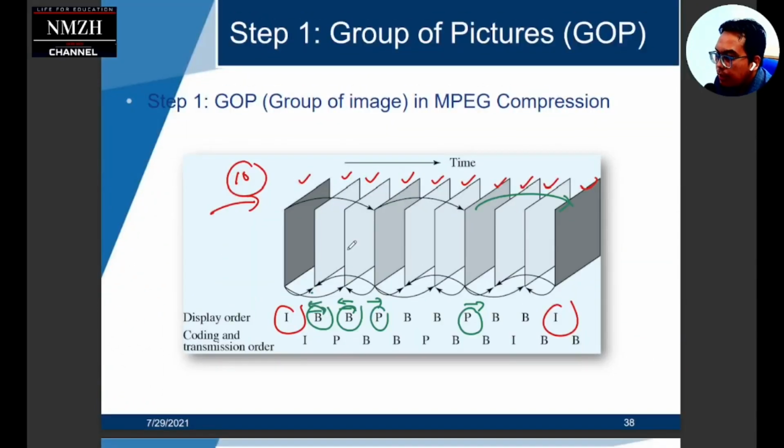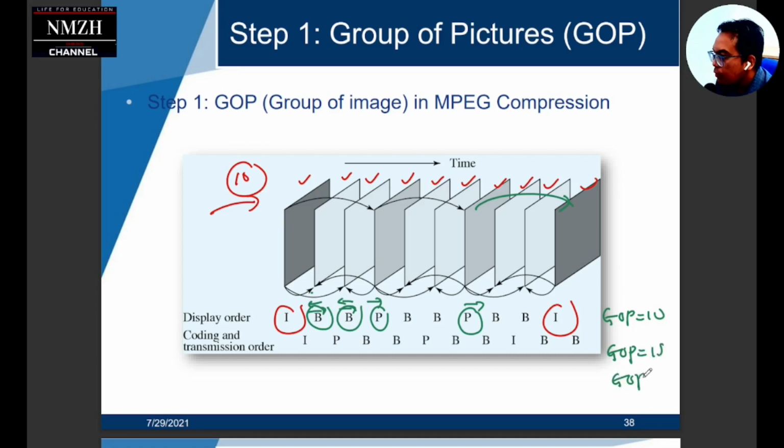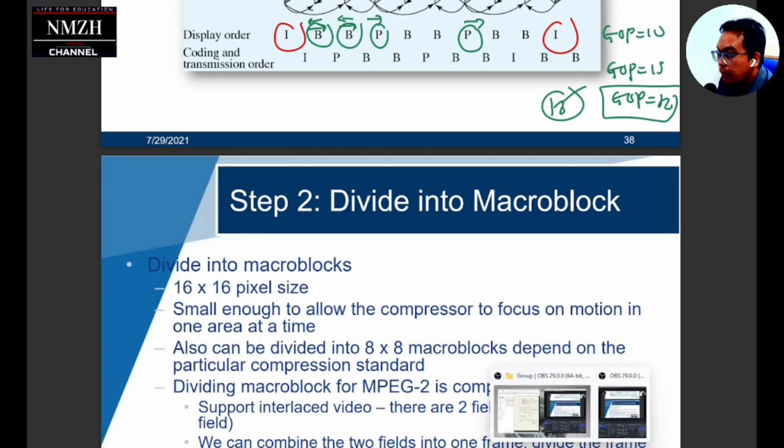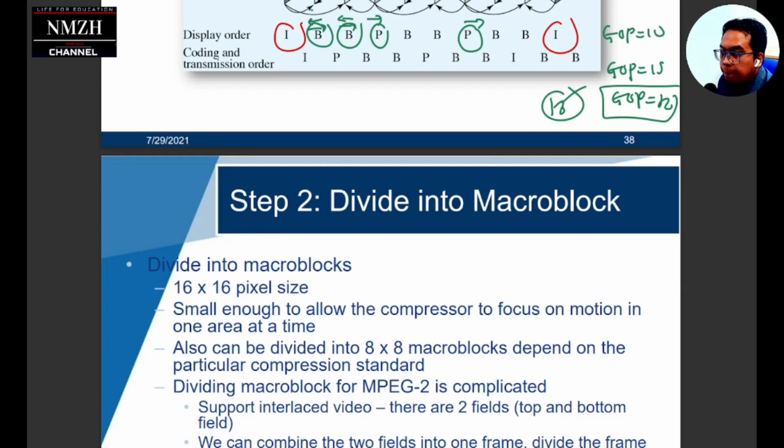Okay, so that would be the display order, and we can see over here GOP is 10. The one that I showed you just now is GOP 15, and the GOP could also be 12, guys, or 13 or something. So it depends on the demand of that particular video compression method, right? So step number 2, you remember after we segregated the GOP to 15, 10, 12, and 13, we straight away jump to step number 2, whereby we need to divide the frame into macroblocks.